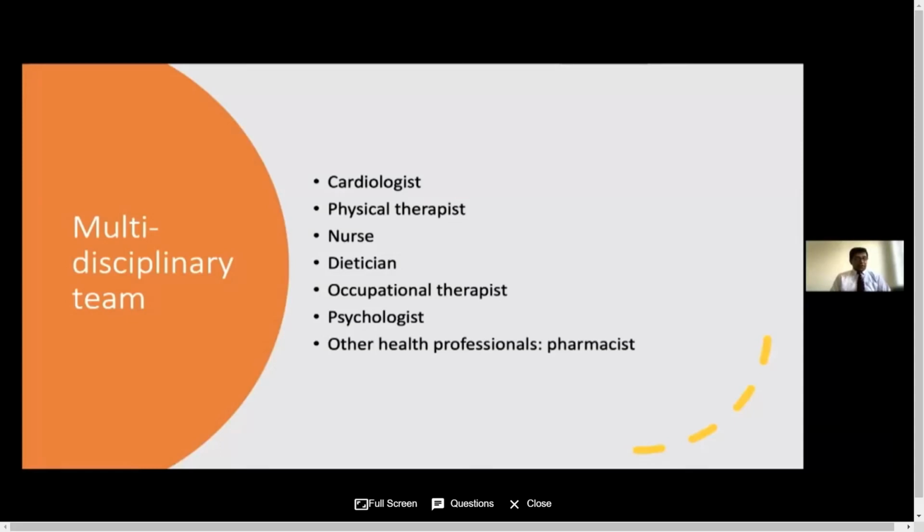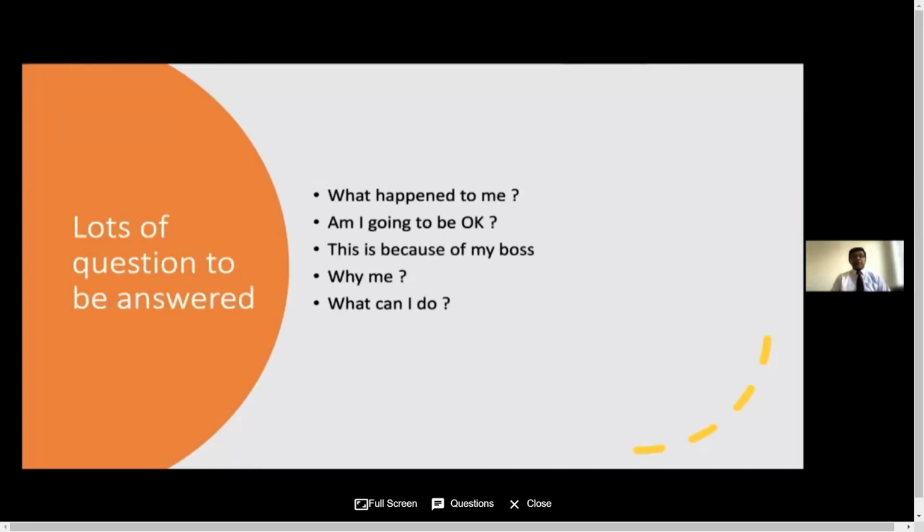Myocardial infarction causes a significant decline in the social, physical, and psychological functionality of the affected patient in addition to their medical problems. They might have a lot of questions to be answered. They might think, what happened to me? Am I going to be okay? Is this because of my boss? Why did this happen only to me?